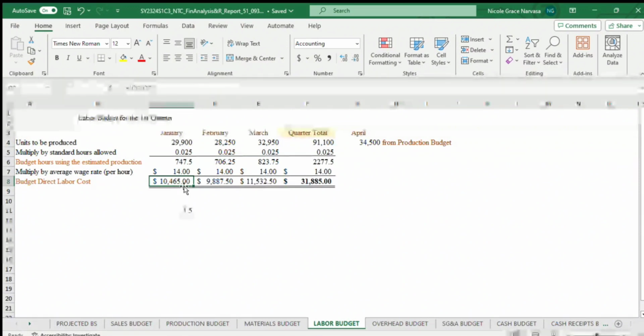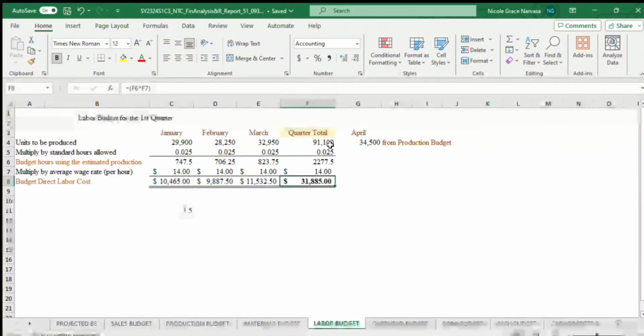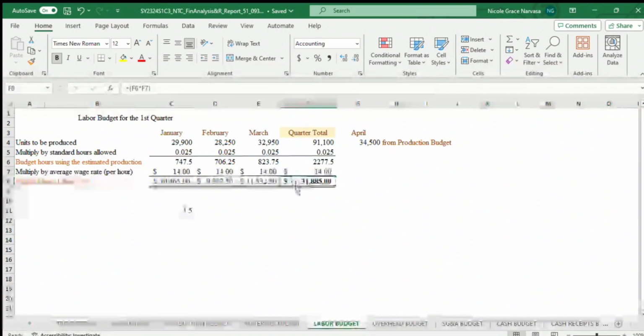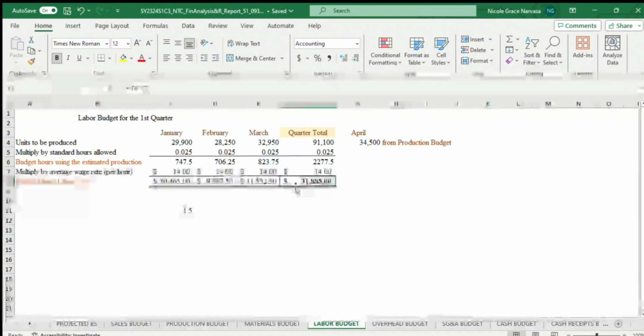$10,465 for the month of January, and for the quarter total, it's 91,100 multiplied by standard hours allowed of 0.025 or 1.5 hours equals the budget hours 2,227.50. Multiply it by the average wage rate per hour of $14, which has the budget direct labor cost of $31,885. So that's basically how we compute the labor budget.